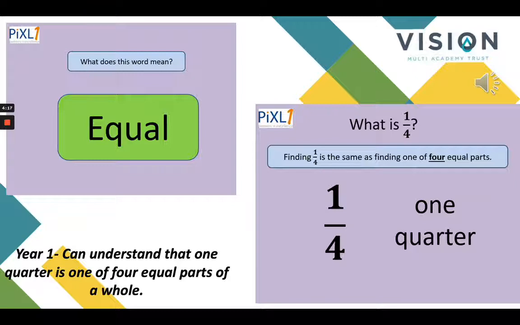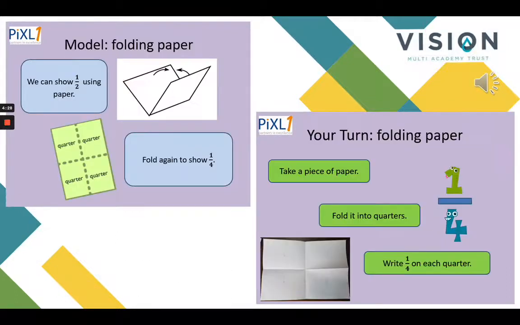The next step is to talk about quarters with the children, again revisiting key vocabulary such as equal. Share with the children that quarters means finding 4 equal parts of a whole or given quantity. A great way to do this is to give the children practical opportunities where they can explore the concept, for example, folding pieces of paper.